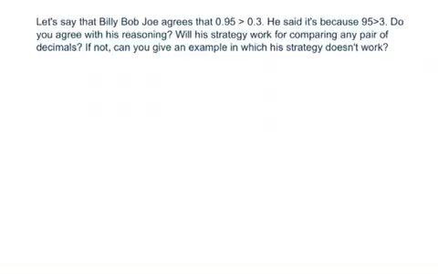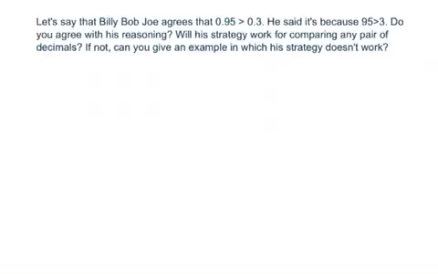Alright, so let's use that reasoning with this problem. Let's say that Billy Bob Joe agrees that 95 hundredths is greater than 3/10ths. He said it's because 95 is greater than 3. Do you agree with his reasoning? Will his strategy work for comparing any pair of decimals? If not, can you give an example in which his strategy doesn't work?